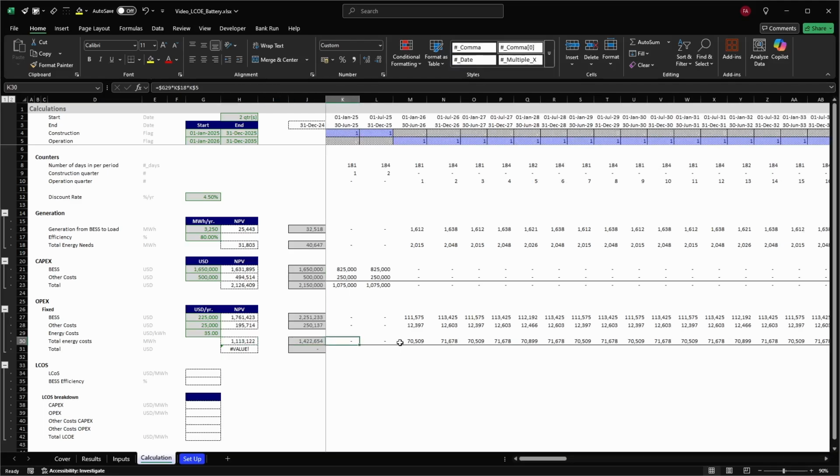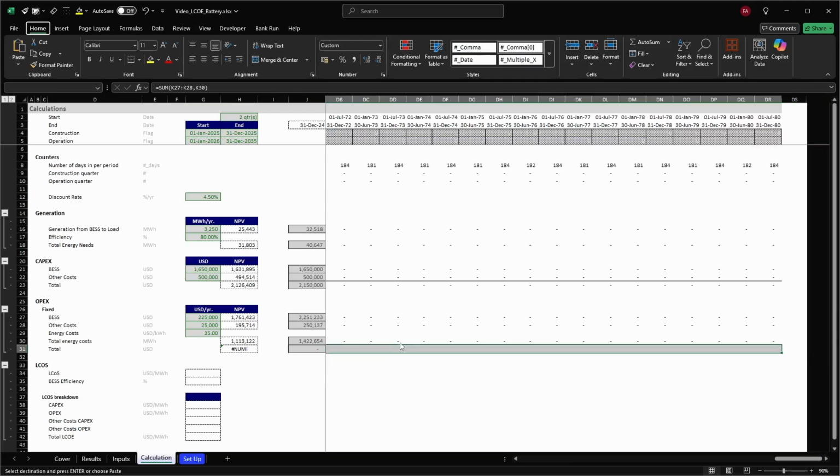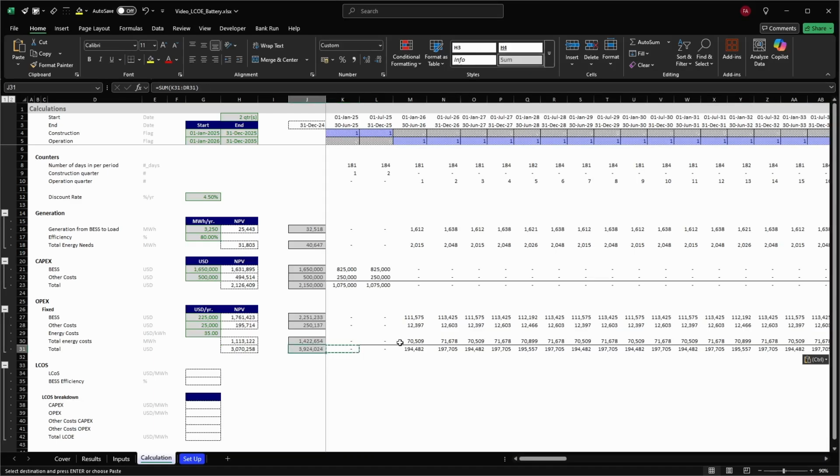Okay, and now the total cost is going to be equal to the sum of this number, comma, this number over here, close parentheses, enter. I'm going to copy and paste everything across, and here we go. So this is how much energy we are consuming for the whole year. Okay, so basically now we have most of the calculations, everything is in place.